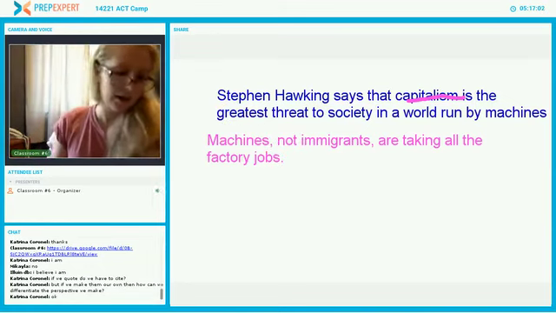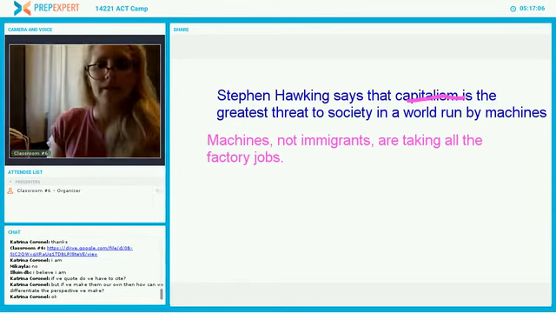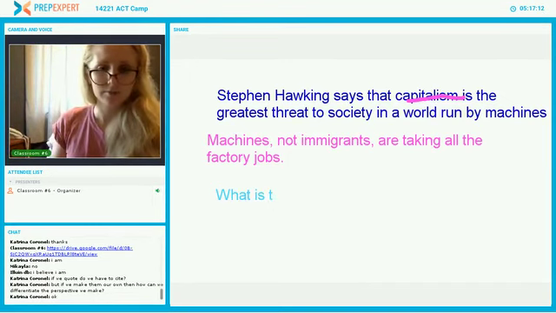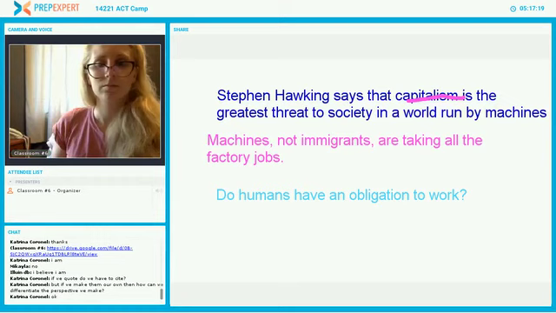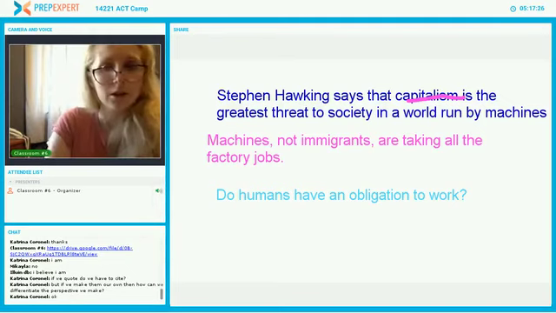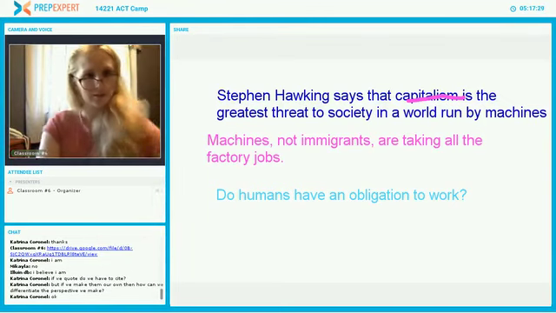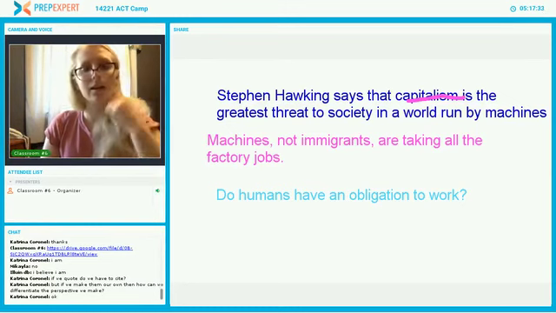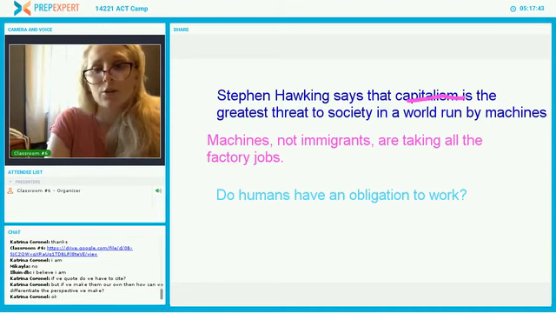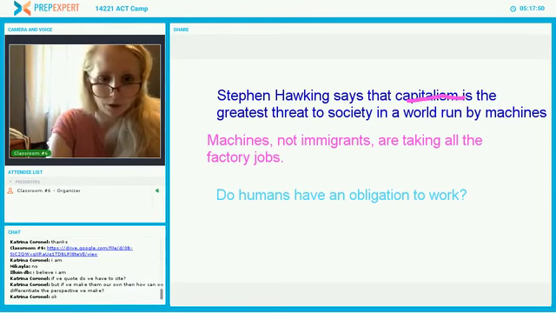I could start off with something like, what is the human, or something like, do humans have an obligation to work? Like, if everything we needed to be done could be done by machines, do humans have an obligation to work? Do we think that work is more than just a paycheck? Is work something that gives us self-worth? Or does work take away from valuable time we could spend doing something we actually like? So do humans really have an obligation to work? Throughout history, we've had to work, but what happens when we don't have to work anymore? Right?